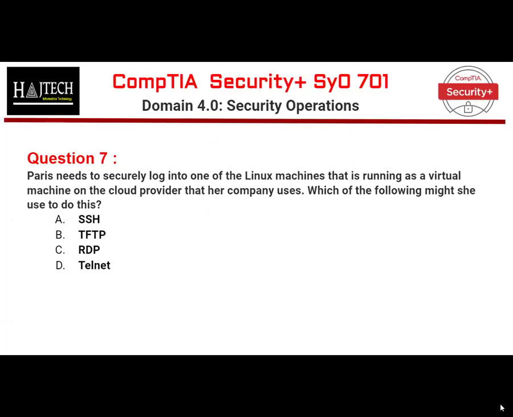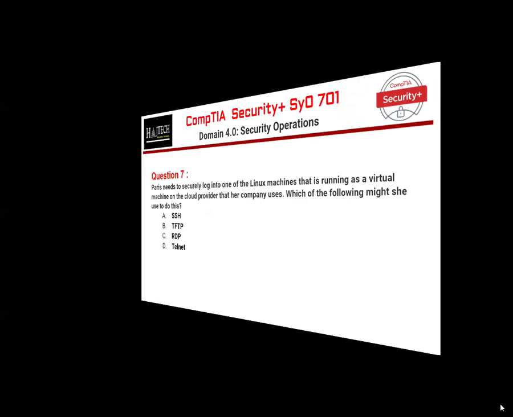Question 7. Paris needs to securely log into one of the Linux machines that is running as a virtual machine on the cloud provider that her company uses. Which of the following might she use to do this? A. SSH. B. TFTP. C. RDP. D. Telnet. A. SSH.